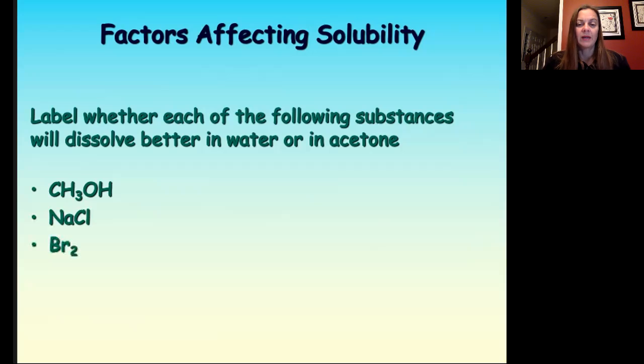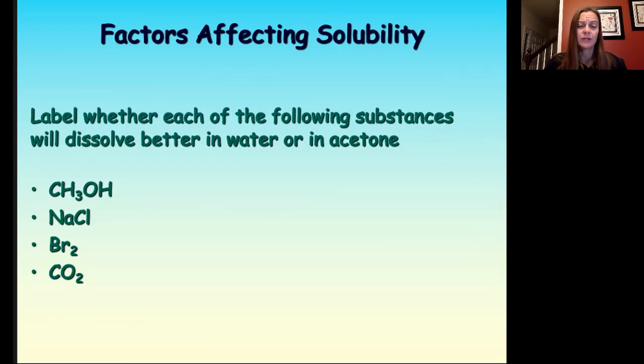Now we have bromine, which, like its friend iodine, is a non-polar substance, and so it's going to dissolve better in acetone. And finally, we have carbon dioxide. Carbon dioxide is also nonpolar because of its linear shape, and therefore it's going to dissolve better in acetone. That's not to say that carbon dioxide doesn't dissolve in water. It does, but not very well. It's going to dissolve better in acetone.